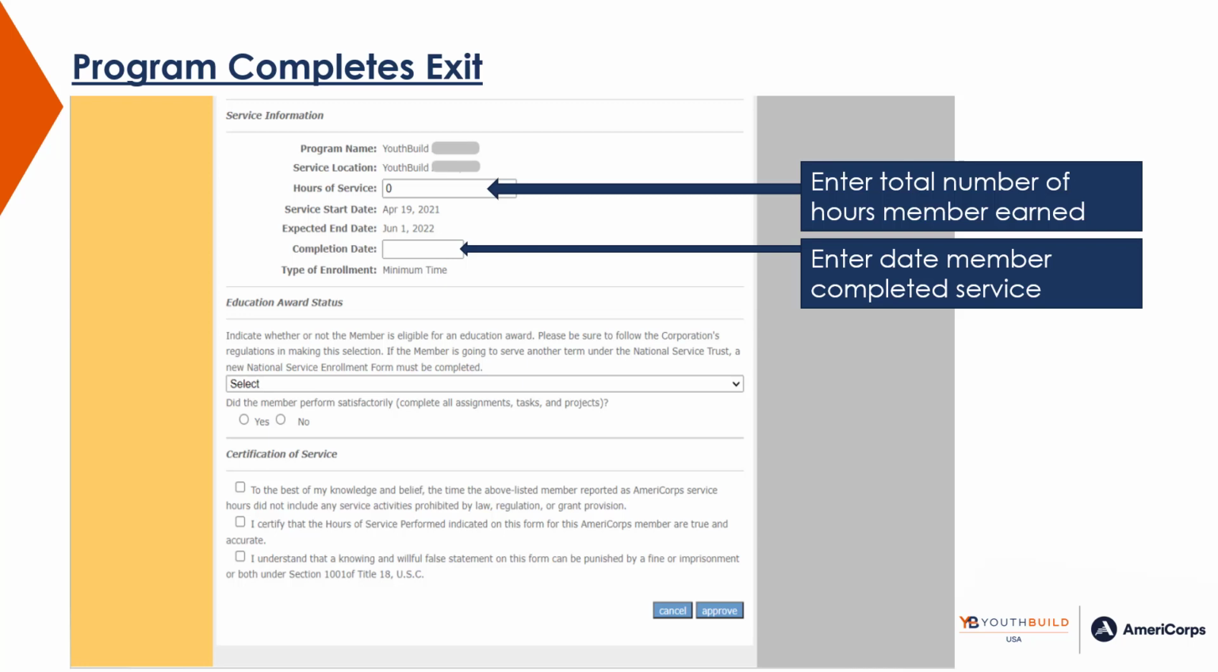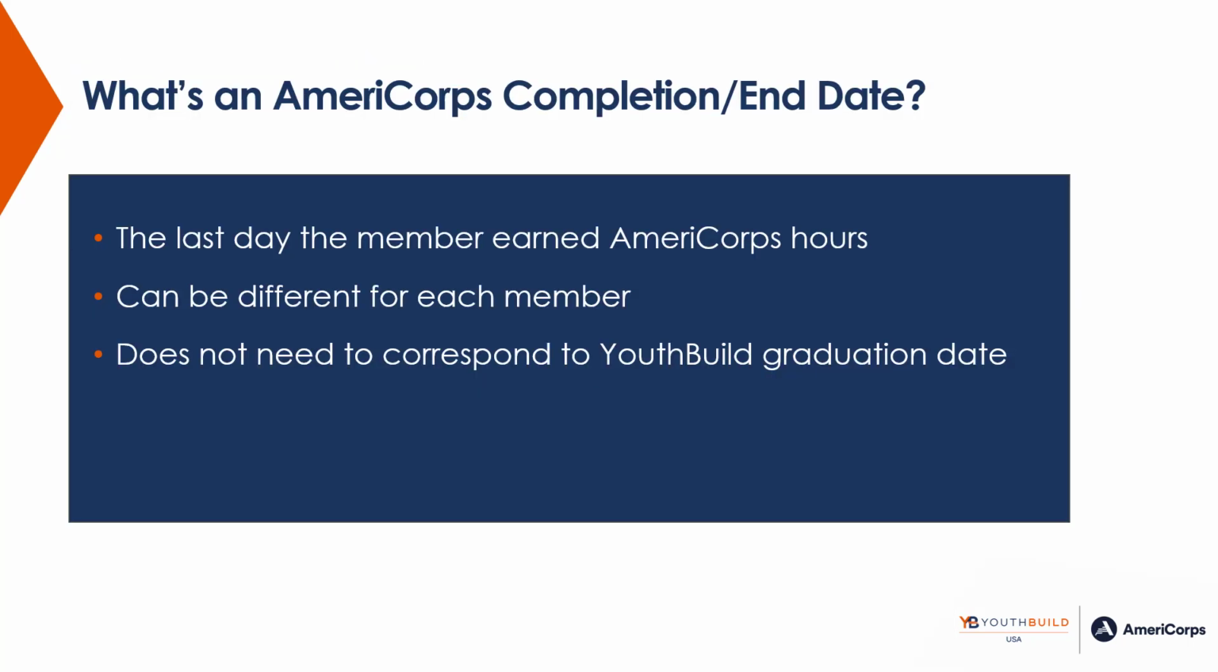The next field with the second blue arrow is where you will enter the member's completion date. And I'm actually going to dive into a bit more detail about what the completion date means in a separate slide here. So when talking about an AmeriCorps completion date, we are talking about the last day that the member earned AmeriCorps service hours on their AmeriCorps member hour log. Again, you're using the hour log here. So what this means is that this date will most likely be different for different members at your program, and it does not need to correspond at all to your YouthBuild graduation date.